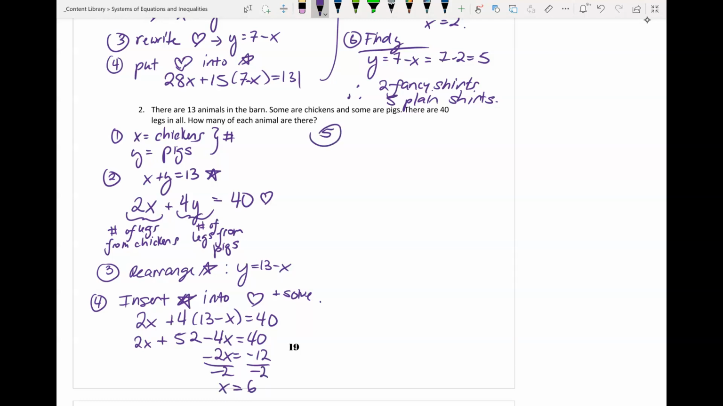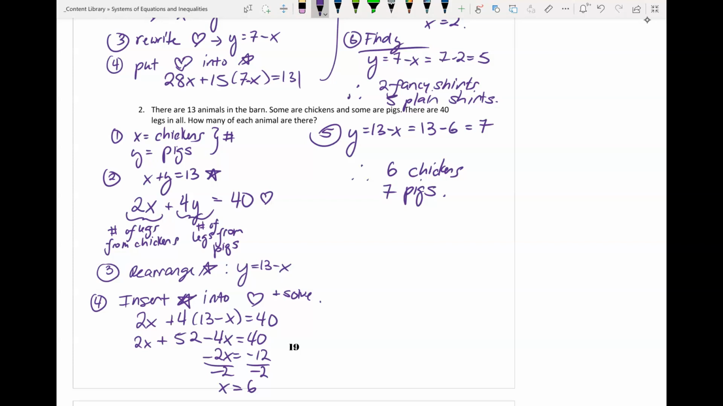Next thing we're going to do is find y. And from our equation of star, y is equal to 13 minus x. We just figured out what x is. It's 6. So 13 minus 6 is 7. Y is 7. Now we just need to state our final answer. X was the number of chickens. So we have 6 chickens. And y was the number of pigs. So we have 7 pigs. And that is your final answer.